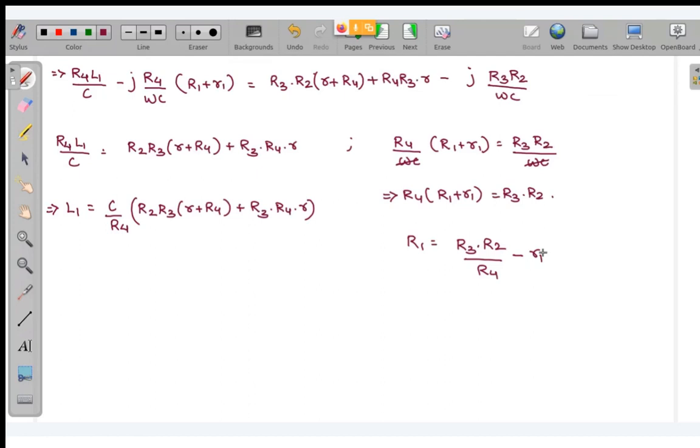Yes or no, say quickly. Is it clear? So now which all are the parameters which we should vary over here? Can you tell me in Anderson bridge?